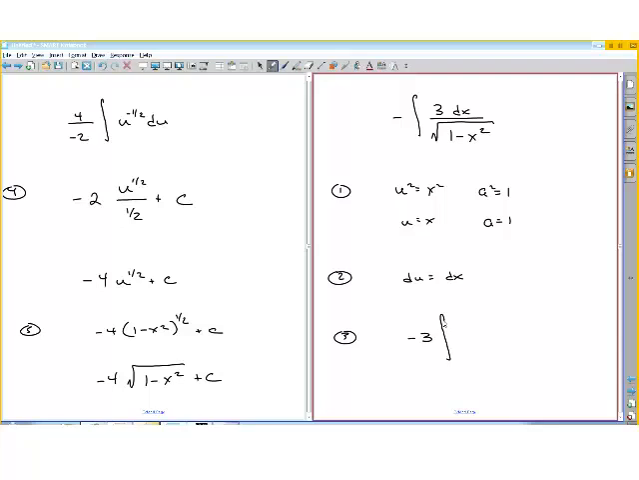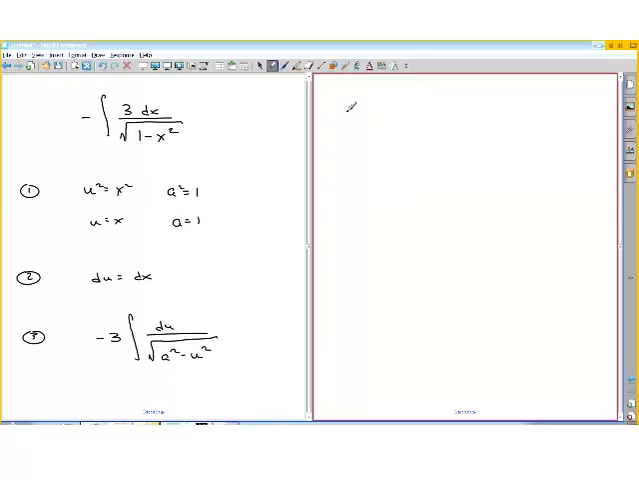So I'm going to factor out the negative 3. So we get negative 3 times dx, which is du, divided by the square root of a squared minus u squared. So we can go back and look on page 383. We see that the integral of du over the square root of a squared minus u squared is equal to the arc sine of u over a plus an arbitrary constant. The arc sine is a weird one because it doesn't have 1 over a in front of it. The other two do.